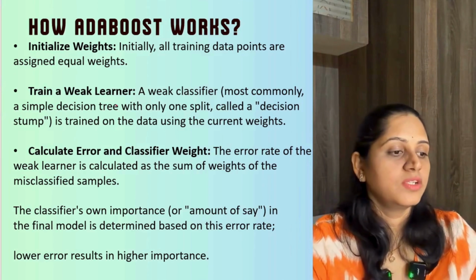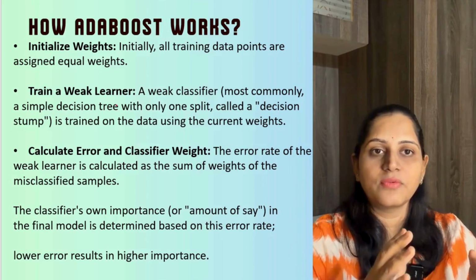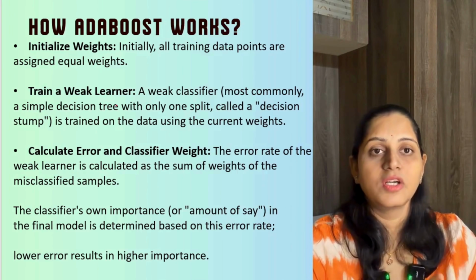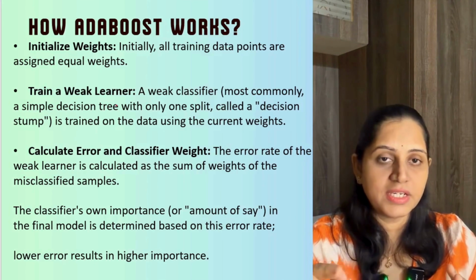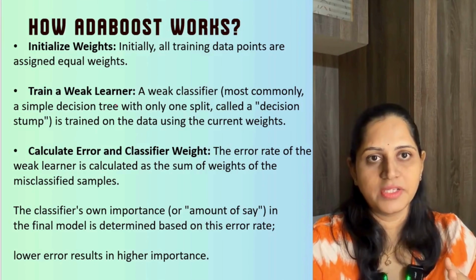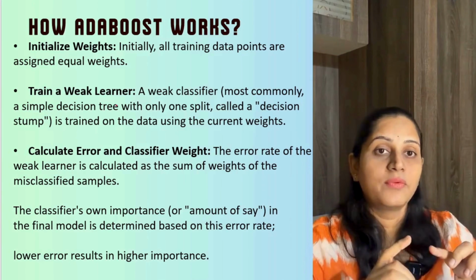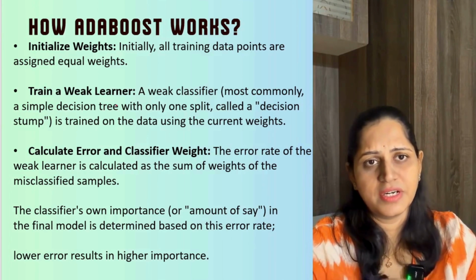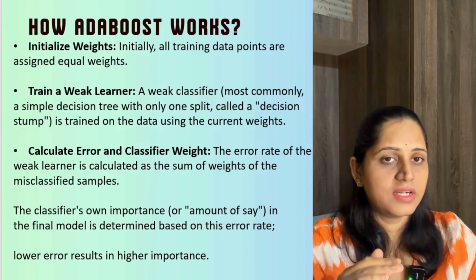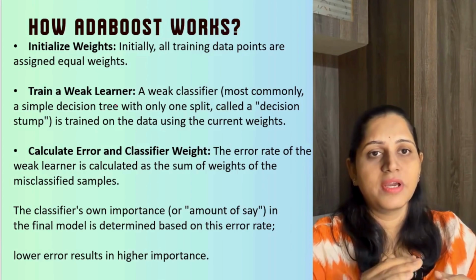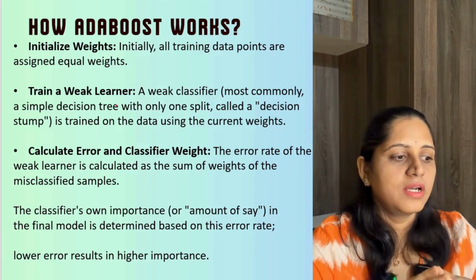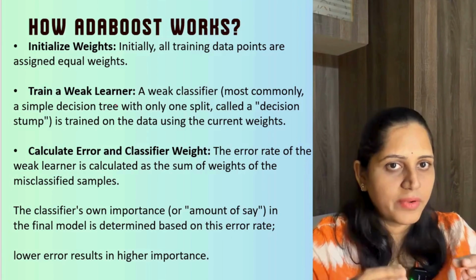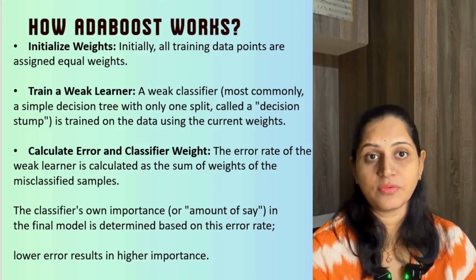The first step is to take equal weights for whatever training data points you have. Suppose you have 100 data points; for each data point, it is going to add some weight. Then we are going to train a weak learner. A weak learner here we are calling a single decision tree, that means a single decision tree with a single split. Even that weak learner has some weight, so we have to consider that and train that weak learner.